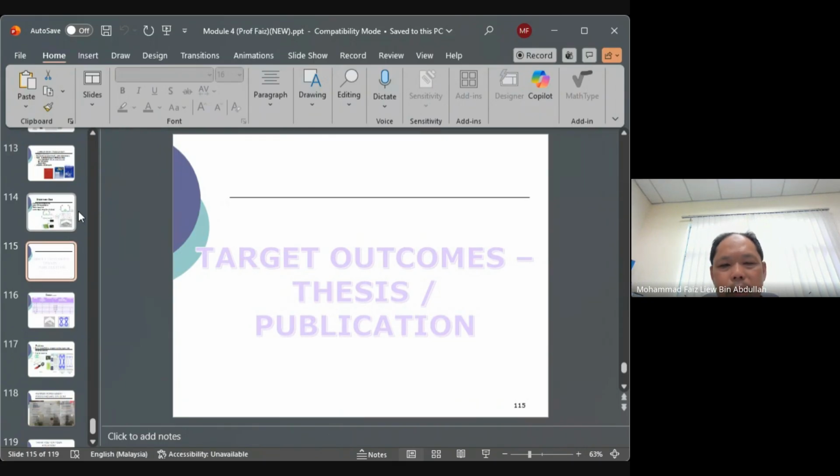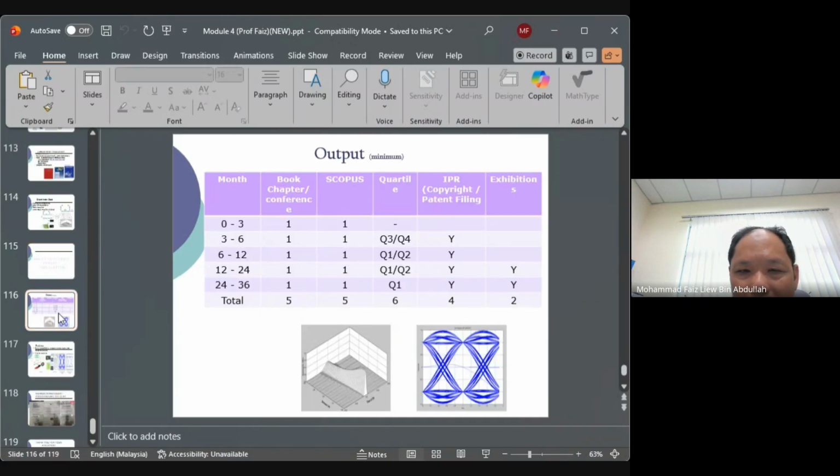Target outcomes of the thesis and publication. What you want to target to achieve from your PhD study or master research study. So this is the minimum target. By 3 years, if you want to write book chapters, book chapters are easy to publish. So by the end of 3 years, you're able to write 5 book chapters.